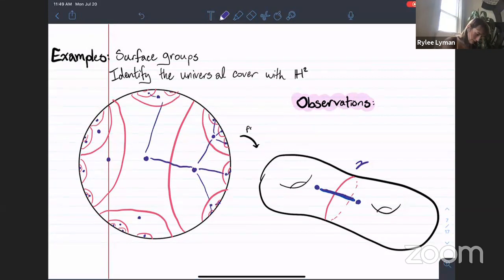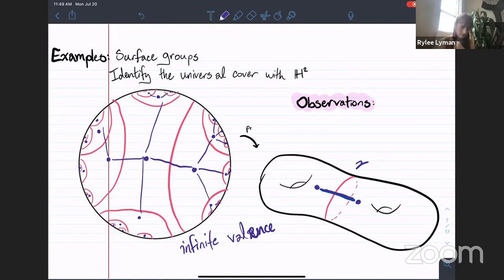Okay, so this tree also has infinite valence. One reason for that, if you'd like, is that the group element corresponding to gamma, that subgroup is now normal. Each of these lifts is going to correspond to a representative of the conjugacy class of gamma, and there are infinitely many because this group is infinite. Cool.